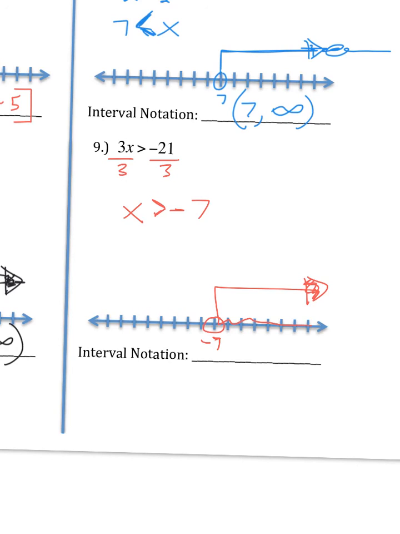Interval notation, -7 to infinity. Round, round. There we go.